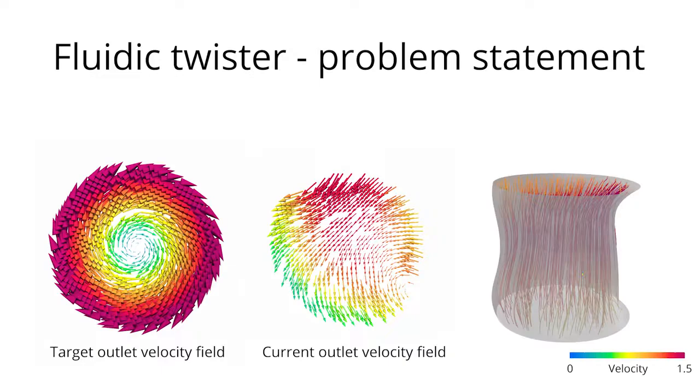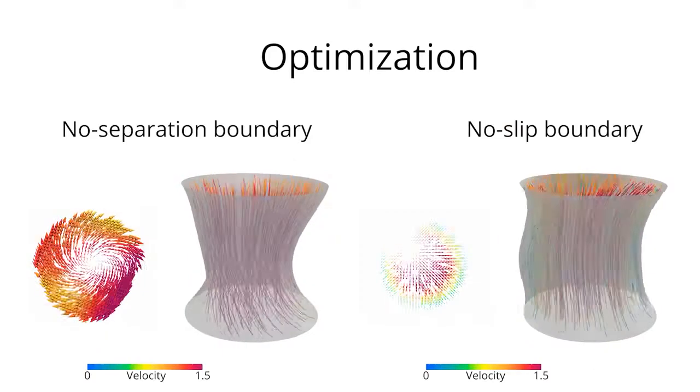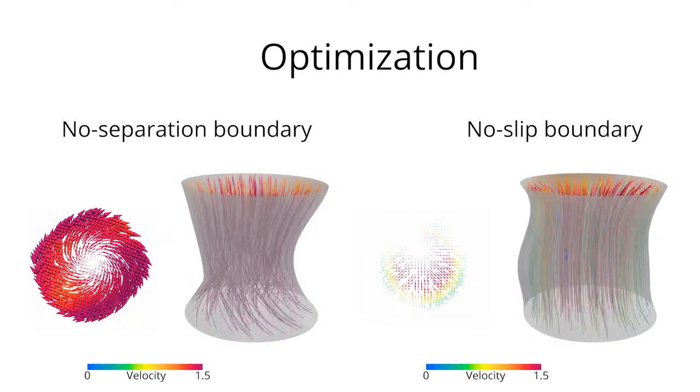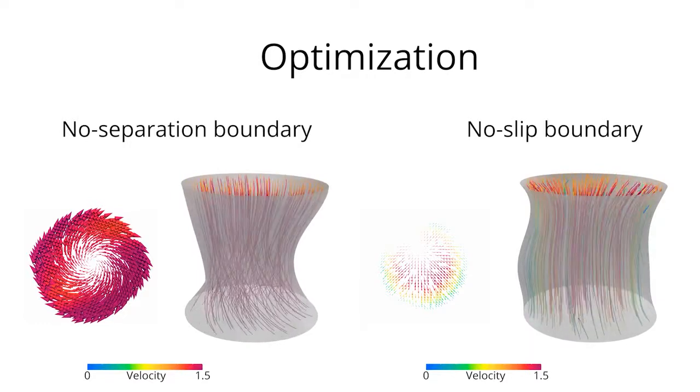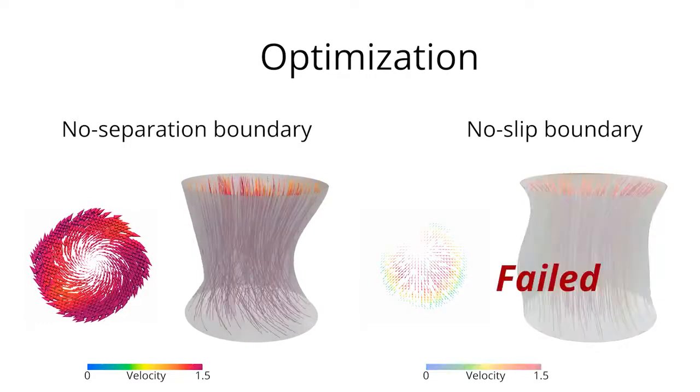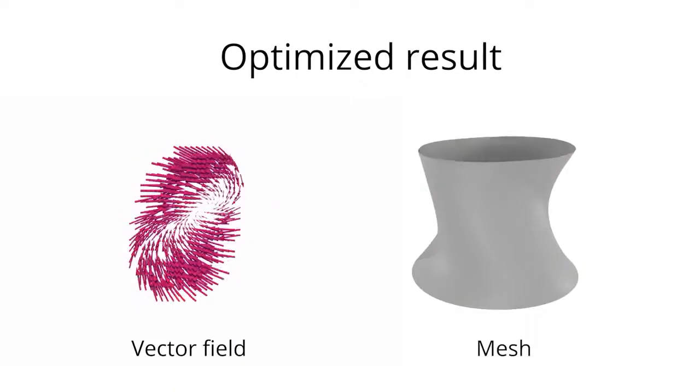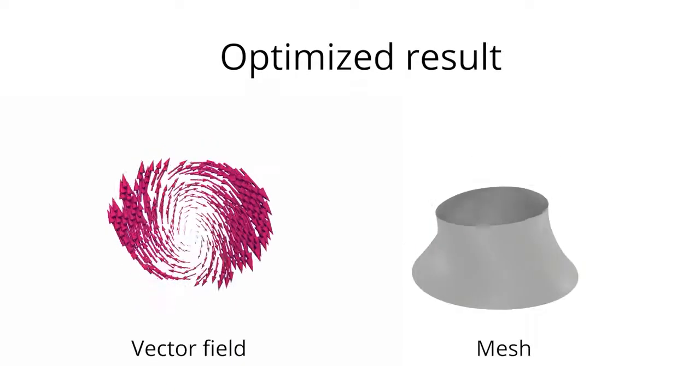This fluidic twister device must translate inlet linear flow at the top to a spiraling flow on the bottom. Here, we highlight the difference between optimized results using the no-slip and no-separation boundary conditions. The lack of friction is critical in enabling this behavior. The cross-section of the flow along the optimized shape surface properly achieves a helical motion.